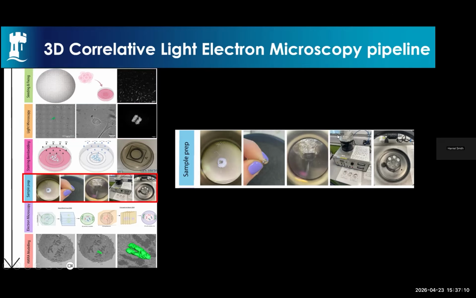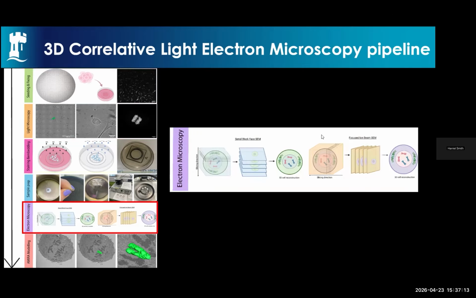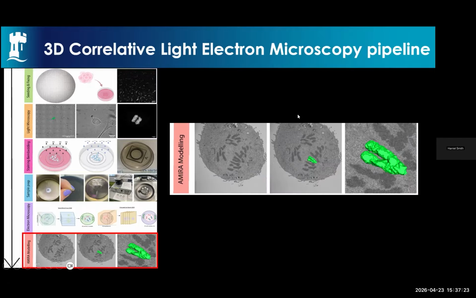But once that has all been done, we could do some volume electron microscopy. I had luckily access to both a serial block face SEM and a focused ion beam SEM for my project. With those images, I was able to reconstruct chromosome models for the entire complement and then look at them each individually.